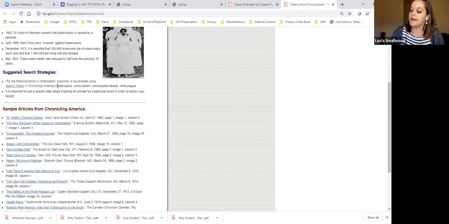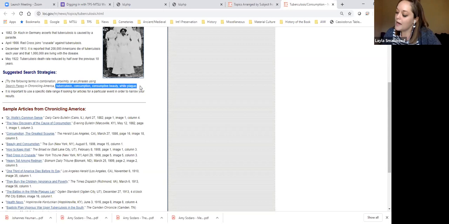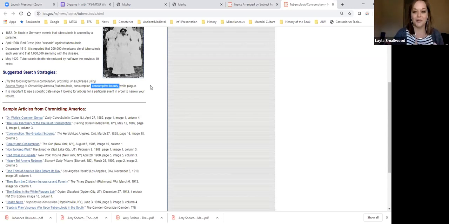The suggested search strategies are also an important feature. It provides you with search terms that you can use while researching a topic in Chronicling America. So one of the terms that I thought was really interesting is consumptive beauty. If you've heard of that, I really would never think to search consumptive beauty when thinking about tuberculosis. But consumptive beauty is a term, 17th, 18th century people, like Kira mentioned earlier, they kind of romanticize the symptoms and the physical look of tuberculosis.